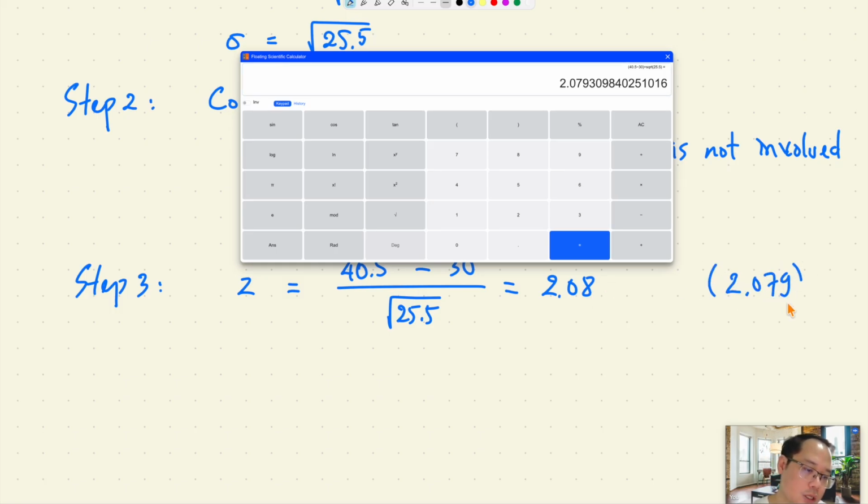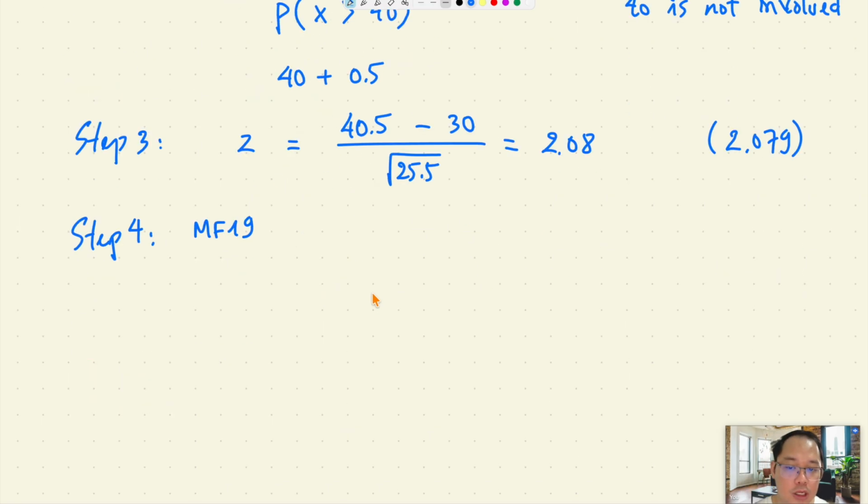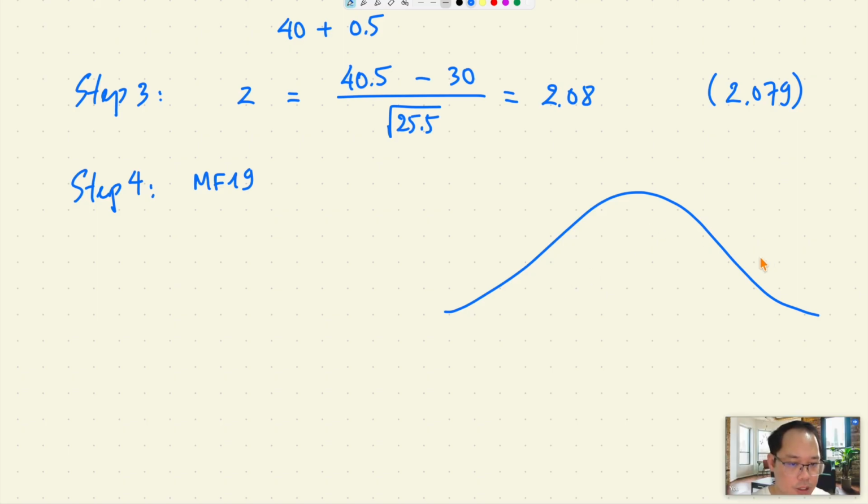2.079 is okay. Now I've got the z-score. Step 4, we just need to use the MF19 table to calculate. Let me illustrate that with the bell curve. This is the bell curve of the normal approximation, and the mean that we calculated is 30. The standard deviation is something greater than 5, so like 35 here, one standard deviation.